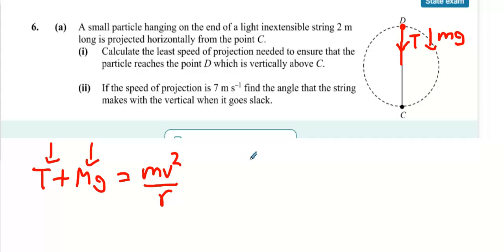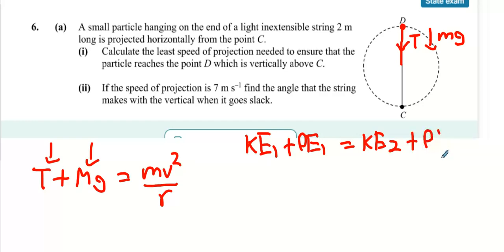This is a vertical motion question. What's the other part of this? Conservation of energy, which is KE1 plus PE1 equals KE2 plus, anybody? PE2. KE1, PE1, PE2. All right.